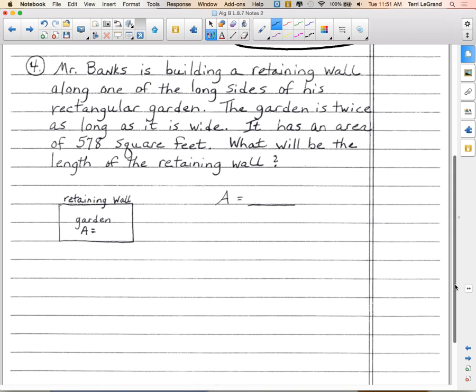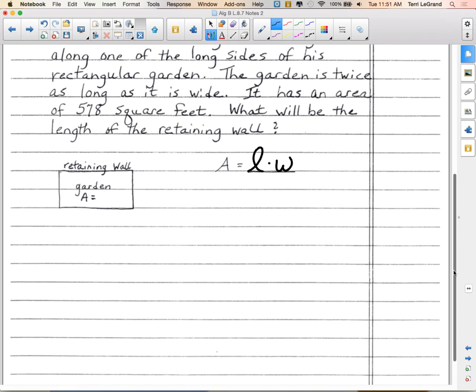So how do we find the area of a rectangle? We should know how to find the area of a rectangle by the time we're 10th graders. Length times width. Capital A for area equals little l times little w. Well, did they give us the length? No. Did they give us the width? No. What did they tell us? They told us the area.